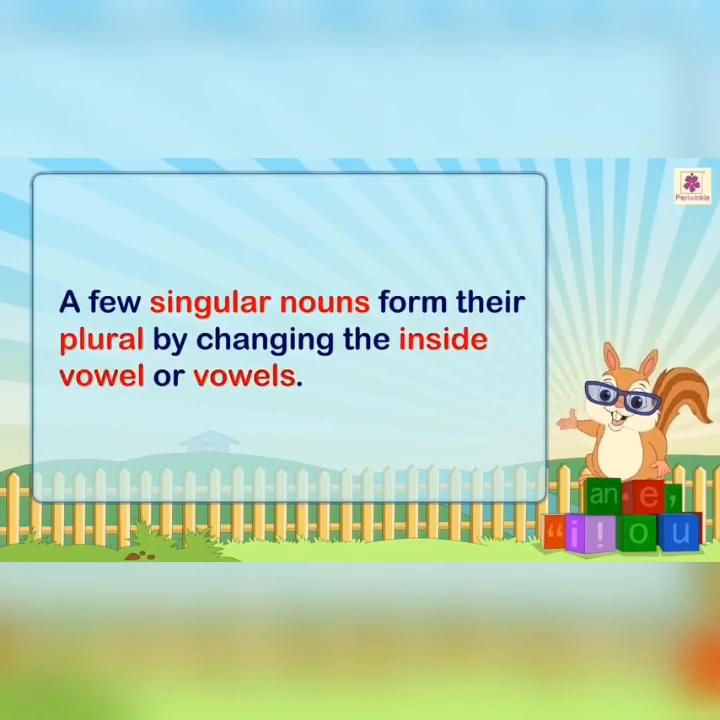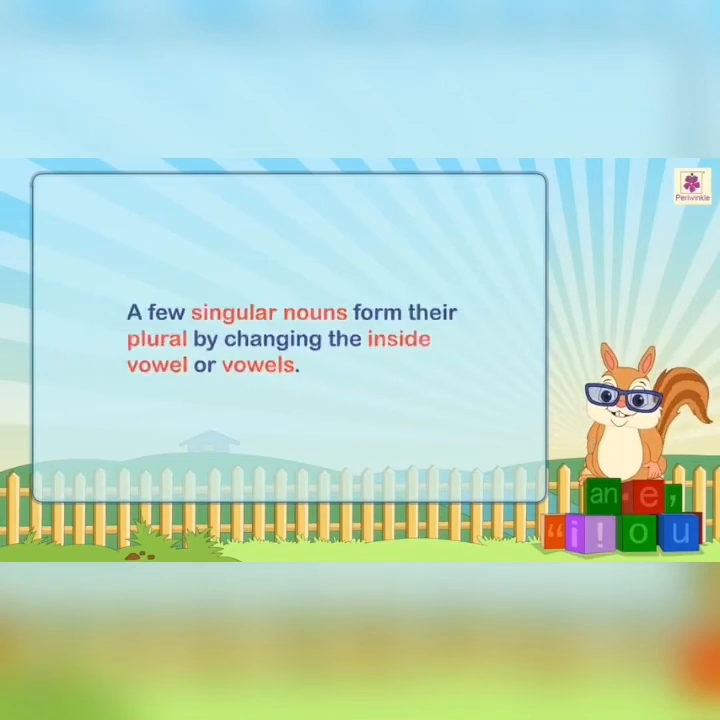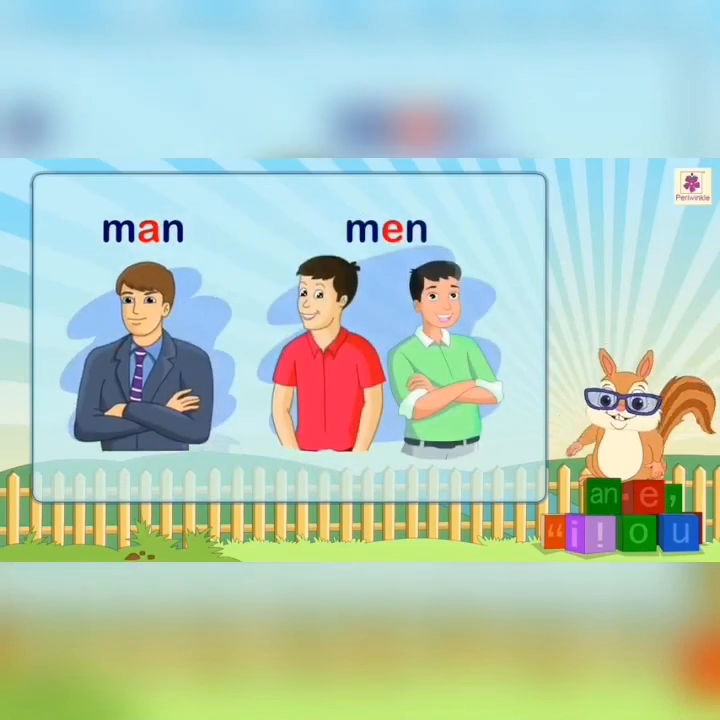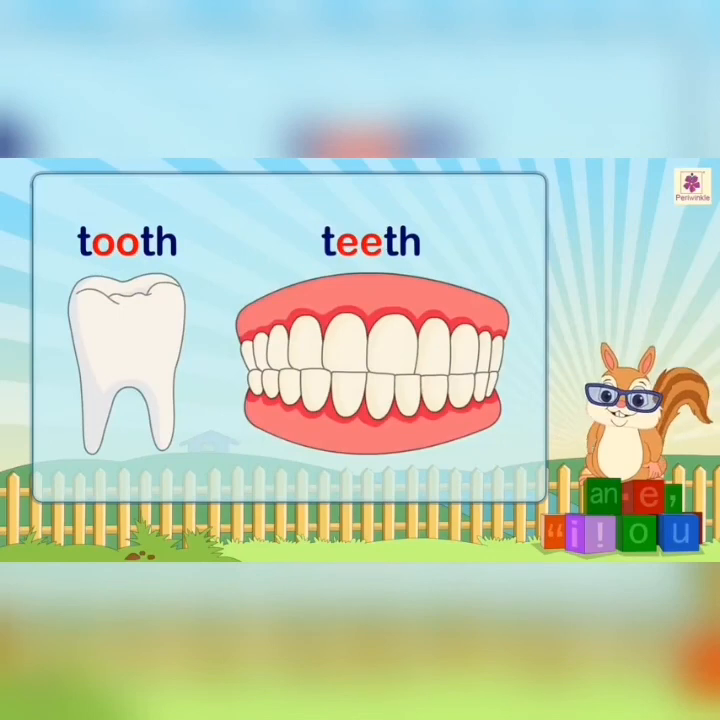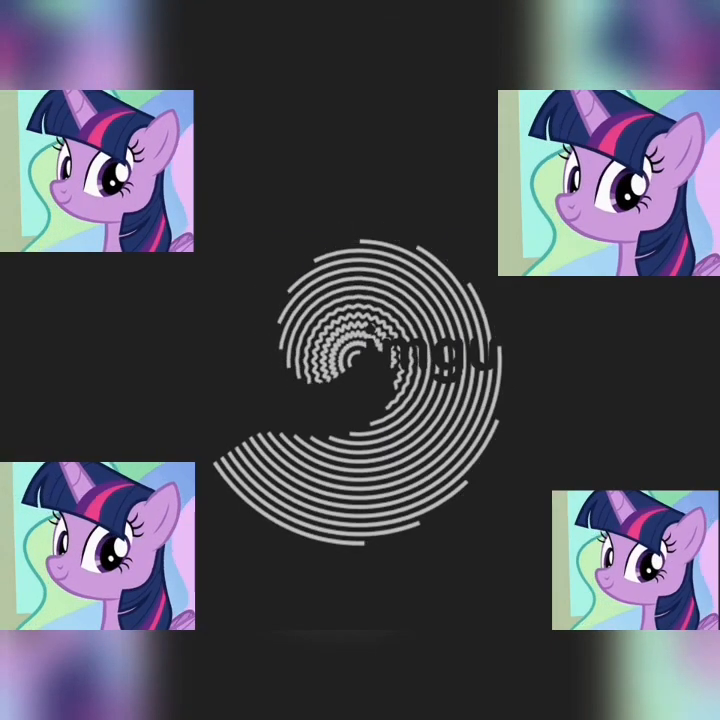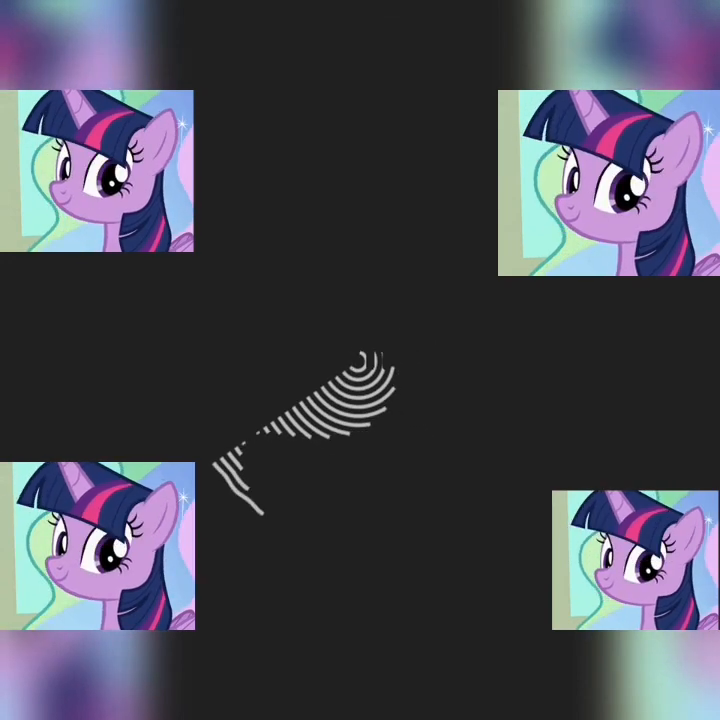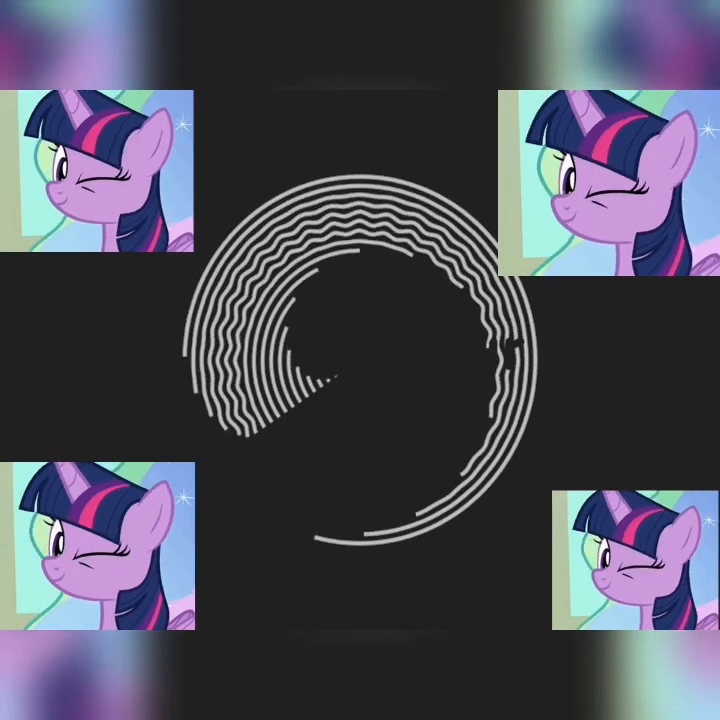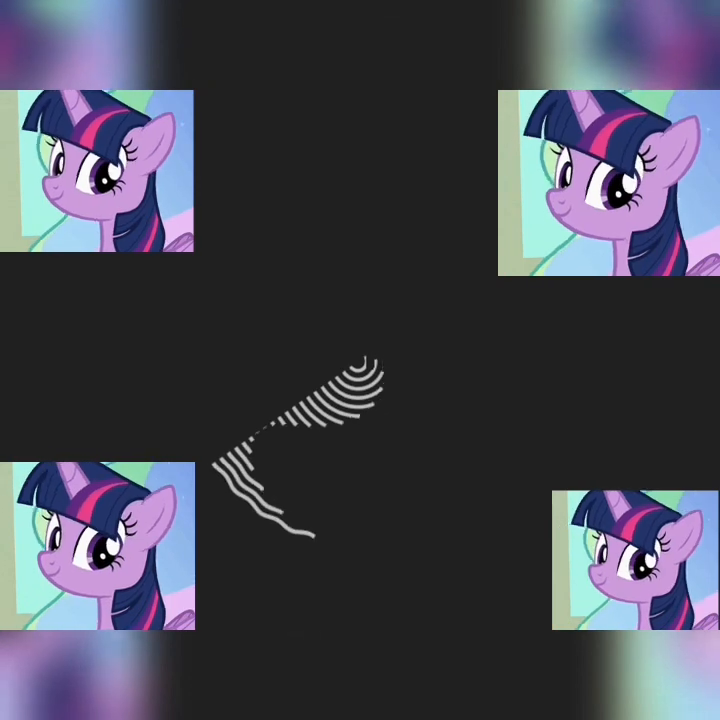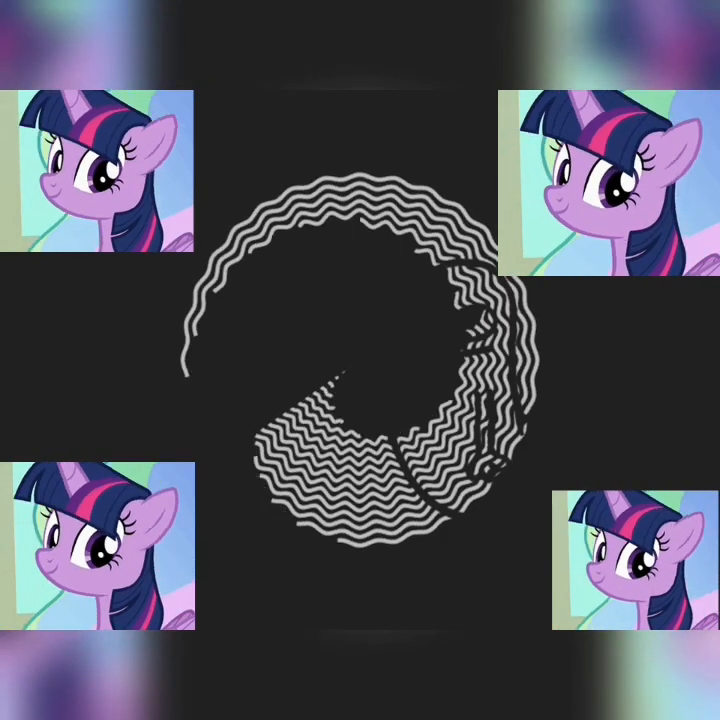A few singular nouns form their plural by changing the inside vowel or vowels. What do we mean by that? In the word man, you just change the a to e and you have men. Tooth, you have teeth. So we have come to the end of this lesson. Very interesting, not so? So you see how words that are originally singular are made to become plural. English is full of mysteries, and that's the way we continue to learn.